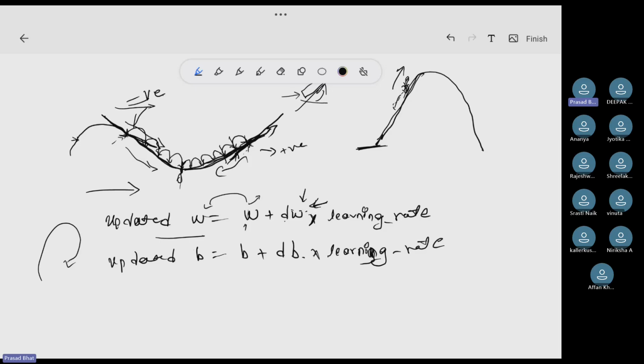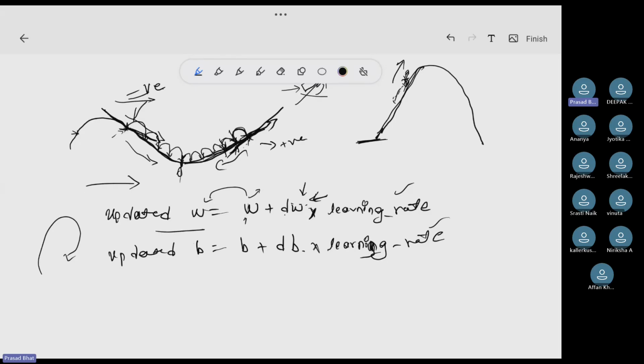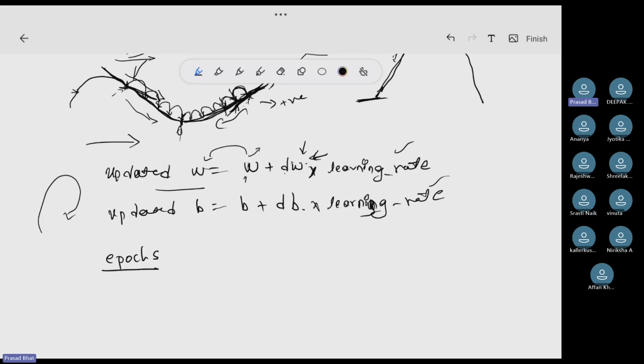How big this step is, is decided by the learning rate. How many steps you are allowed to take, or how many repetitions you do, is called epochs. It's an AI term that is generally used. Whichever model you use in AI, you will have to mention the number of epochs. It is simply a fancy term to tell you how many times you have to repeat. That's it. Understood?